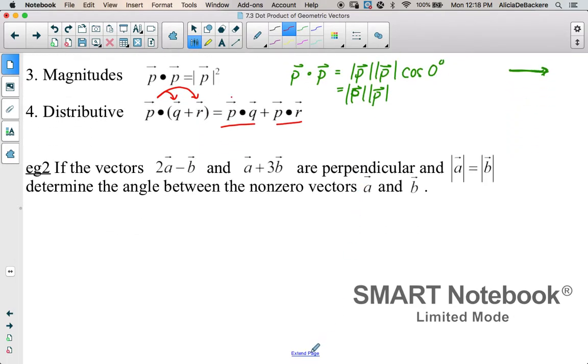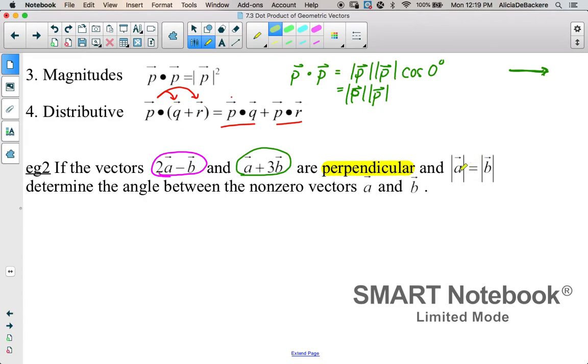All right, example 2 here, we're going to take these two vectors, 2a minus b, and we're going to be looking at this other vector, a plus 3b. And I know that these two vectors are perpendicular. Now notice that these two vectors are some resultant, right? I'm stretching out vector A twice as long and then tacking on to the head the subtraction of vector B, and then finding that resultant vector. So these two resultant vectors are perpendicular.